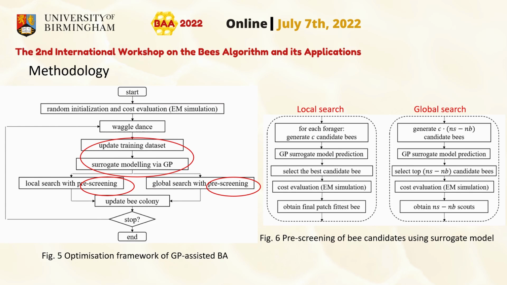The global search performs the same strategy for pre-screening. C times the number of scout bees are generated for pre-screening. On the top, the number of scout bees are sent for EM simulation.